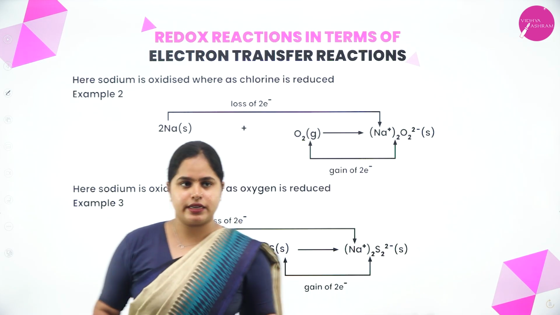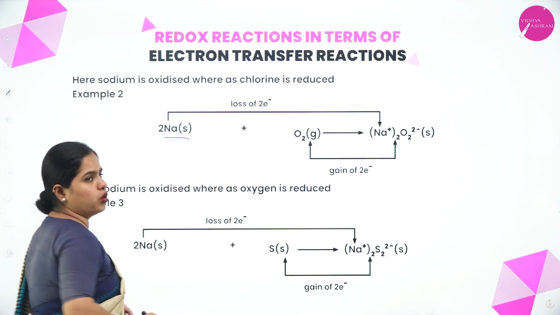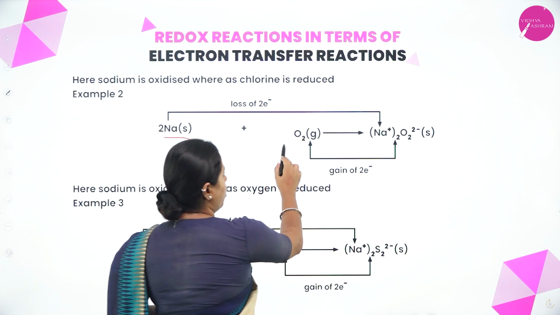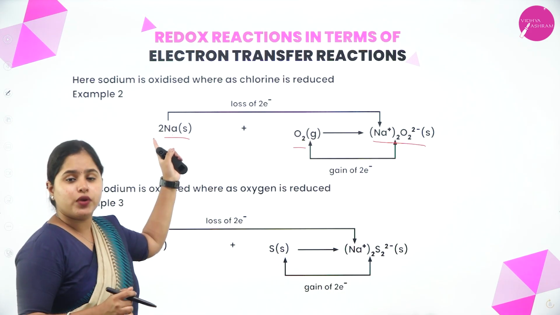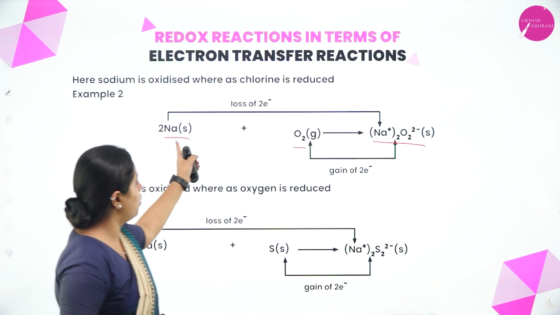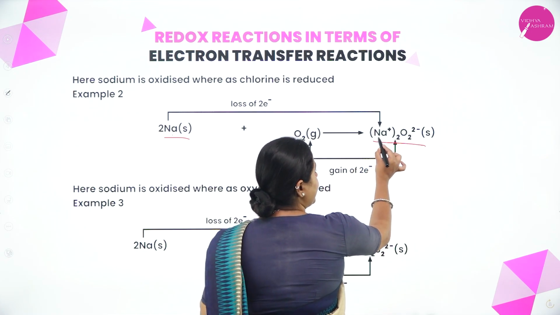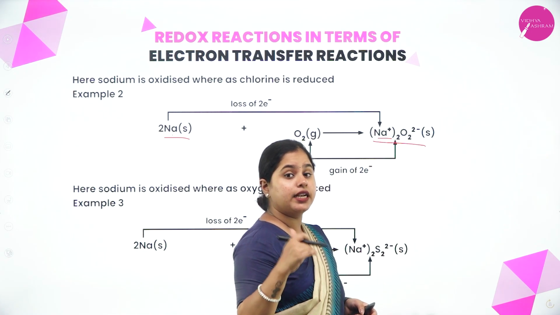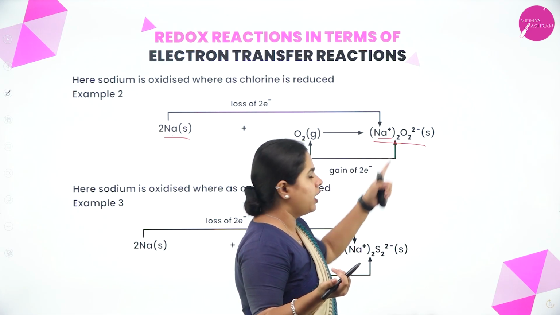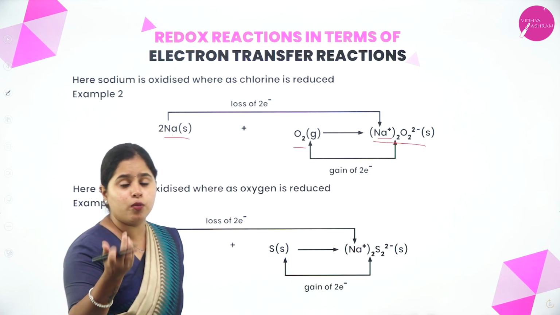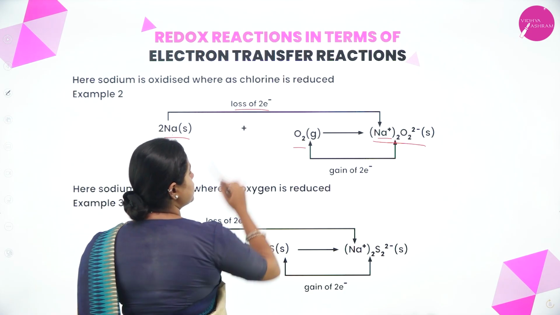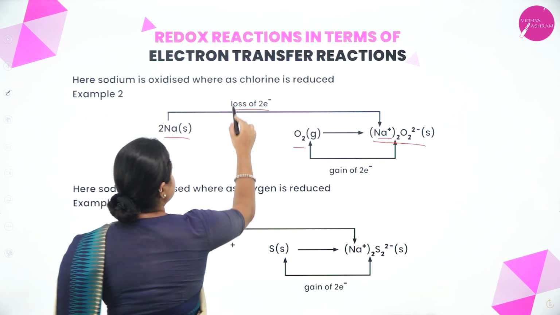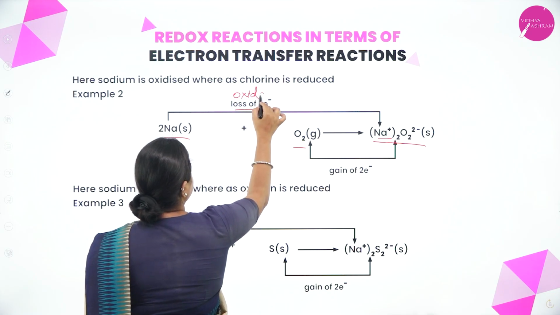Now let's move on to another example, right? Again, we have taken 2 moles of sodium to which we add oxygen. We get sodium peroxide, Na2O2. So in this example also, you can see that sodium is getting converted into Na plus, right? It is getting oxidized. And how many are there? 2 Na plus. That means how many electrons are being lost? There is a loss of 2 electrons, right? So what type of reaction is taking place? It is an oxidation reaction which is happening here.